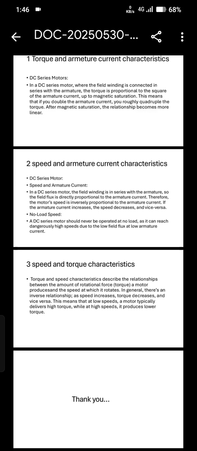So, it gives the information that when the speed increases, the torque decreases, as there is an inverse relationship between torque and speed. Rotational force means torque a motor produces and speed at which it rotates. At a low speed, the motor typically delivers high torque, and at a high speed, it produces lower torque.